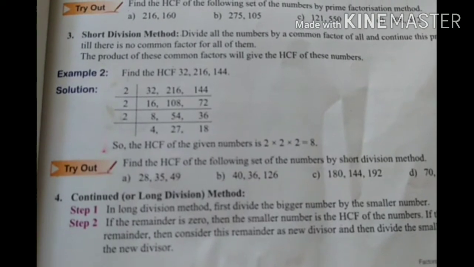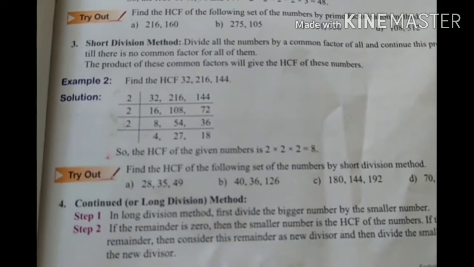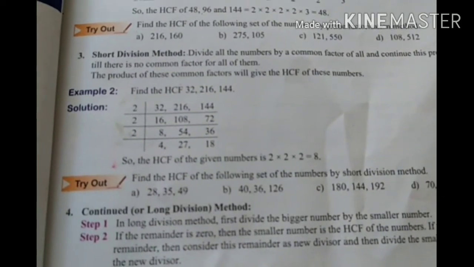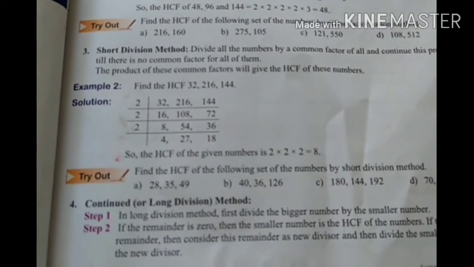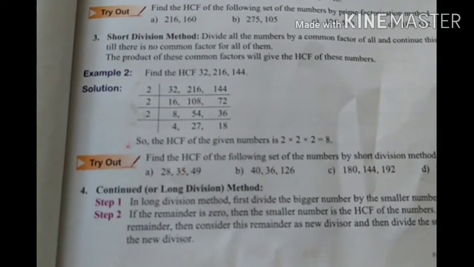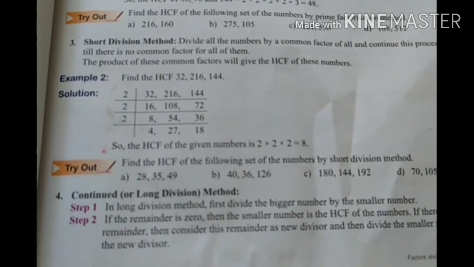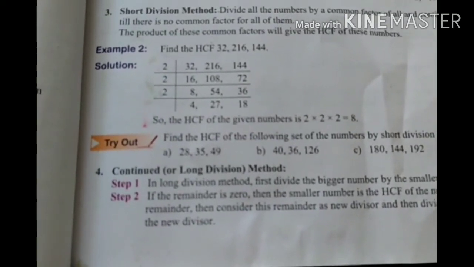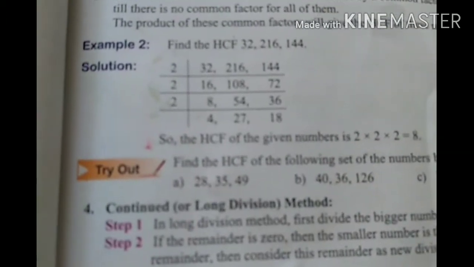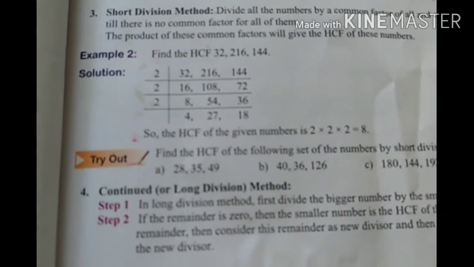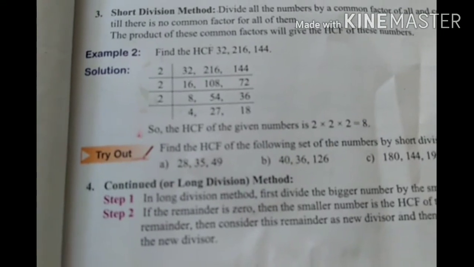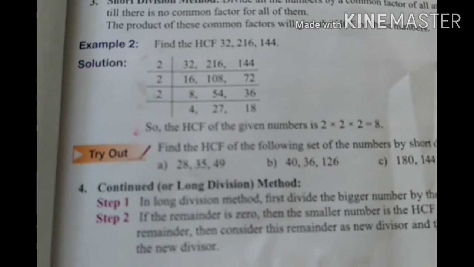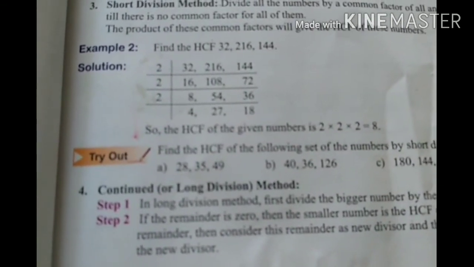In this method, you will divide all the numbers by a common factor of all, and continue this process till there is no common factor for all of them. Suppose you are given the numbers 32, 216, 144, and you are asked to find the HCF. Write the numbers in this way: 32, 216, 144.